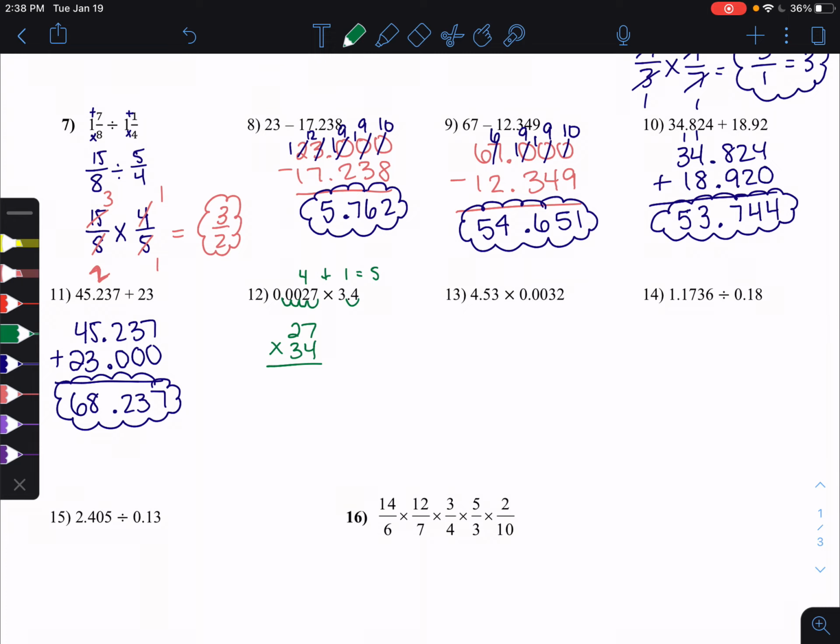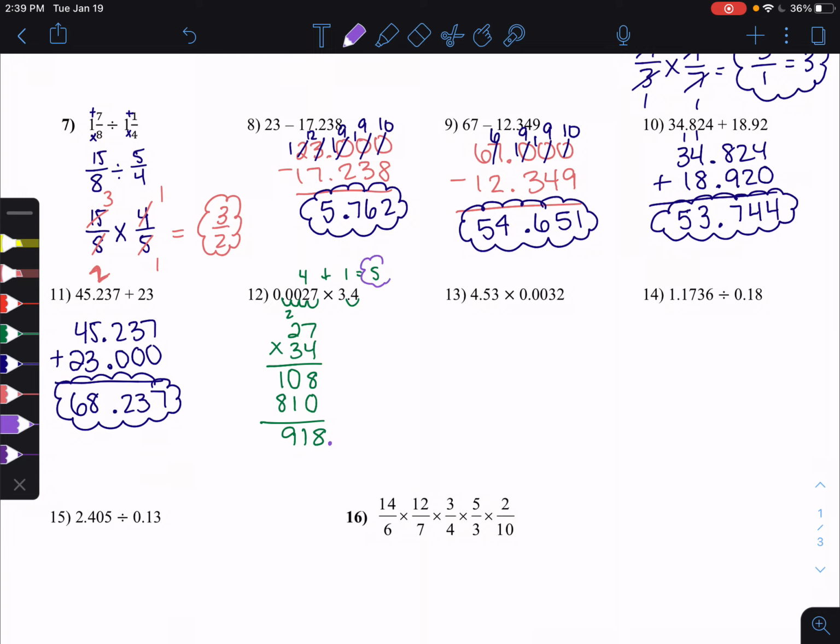So 4 times 7 is 28, carry the 2. 4 times 2 is 8, plus 2 more is 10. Put a 0. 3 times 7 is 21, carry the 2 again. 3 times 2 is 6, plus 2 is 8. So 8, 1, 9.